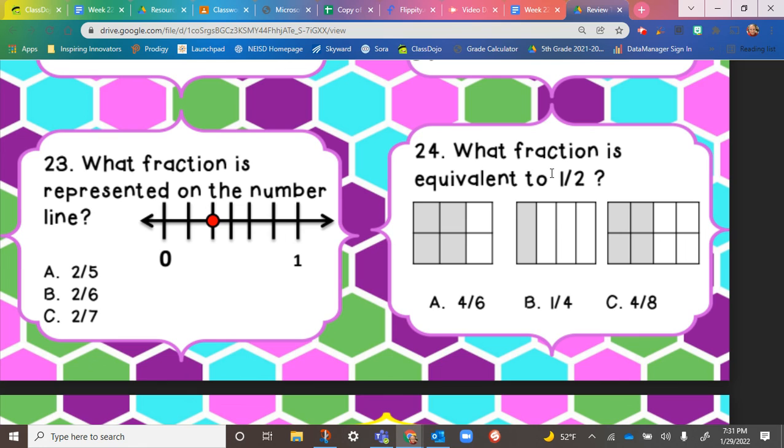What fraction is equivalent to half? I see that this one right here, the 4/8, has half of the value shaded in. This one has more than half, and this one has less than half. And so another way you can check is if the numerator is half of the denominator, that means it's equivalent to 1/2.